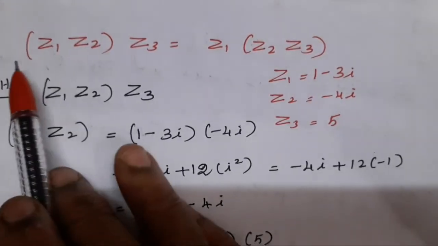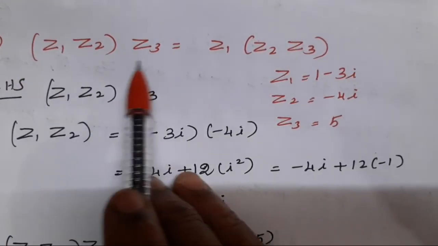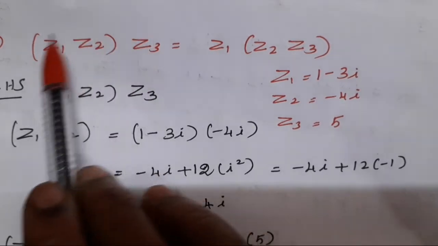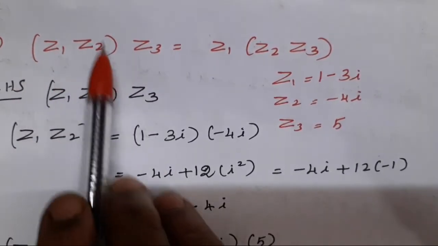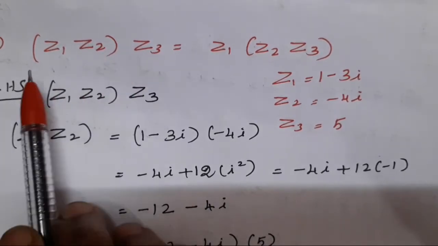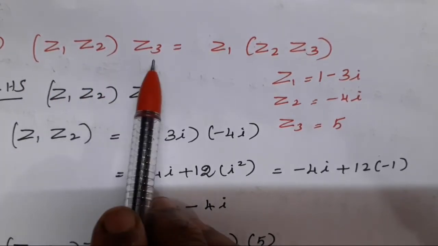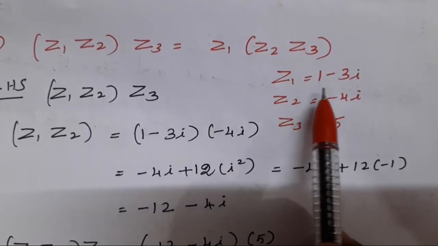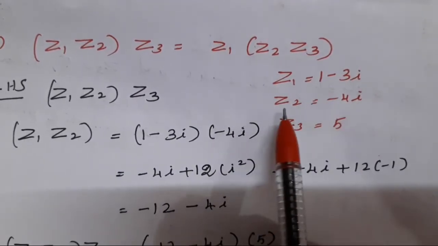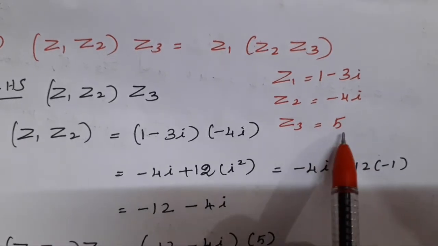See the second subdivision. For the first sum, (Z1 into Z2) into Z3. This is the associative property over multiplication. The first one is the associative property under addition. This is the associative property under multiplication. (Z1 into Z2) into Z3 equals Z1 into (Z2 into Z3). So I rewrite the question again. Z1 equals 1 minus 3i, Z2 equals minus 4i, Z3 equals 5.